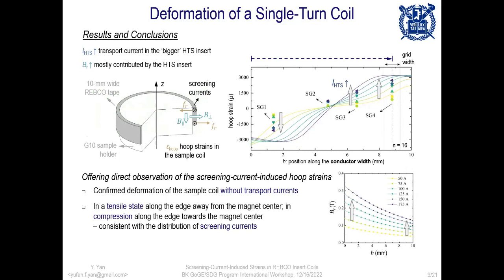When it comes to the distribution, at the edge further away from the magnet center, which is strain gauge number 4 and number 3, the conductors are in a tensile state, while the opposite side is in a compressive state. This particular type of distribution is consistent with the distribution of screening currents. Although at this moment, in terms of the absolute numbers, the maximum hoop strain measured at strain gauge number 4 is still less than we expected with a high index number.